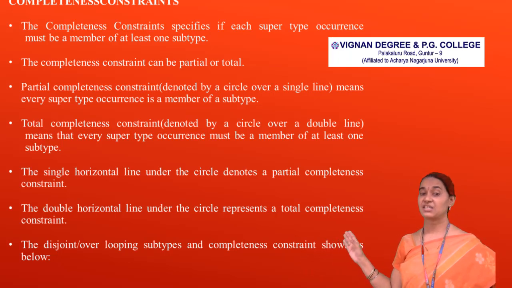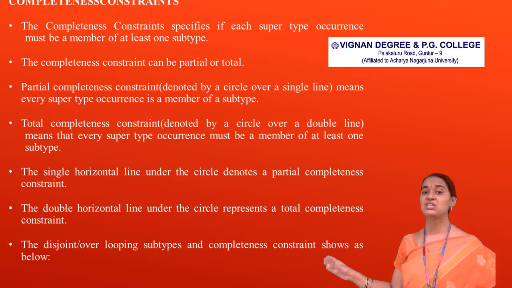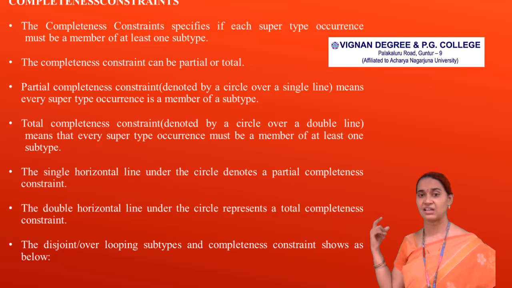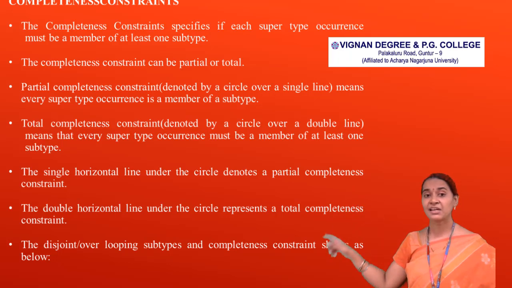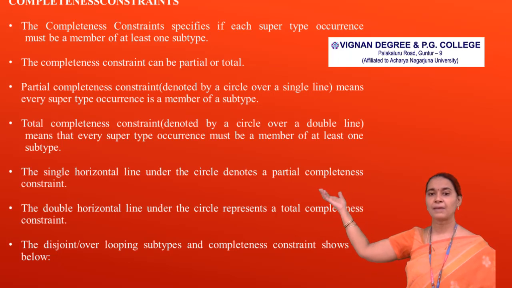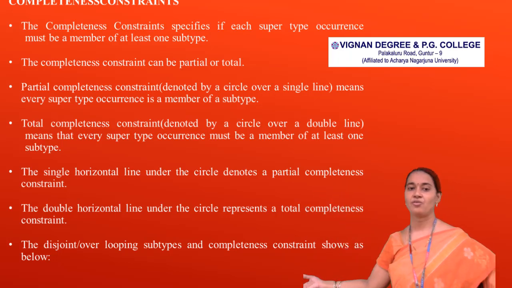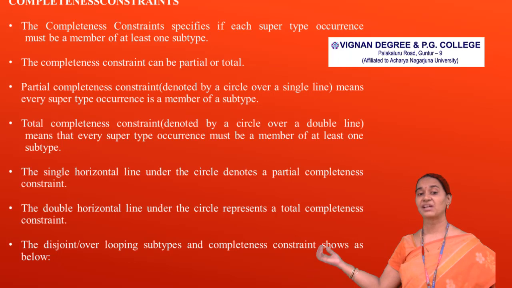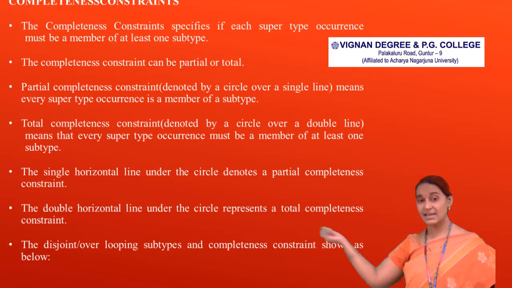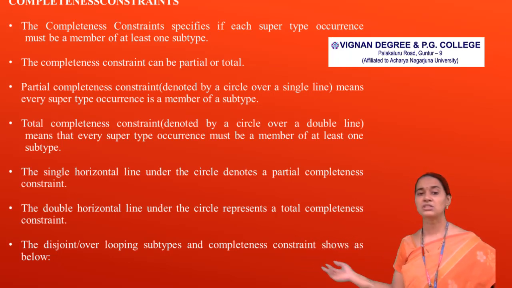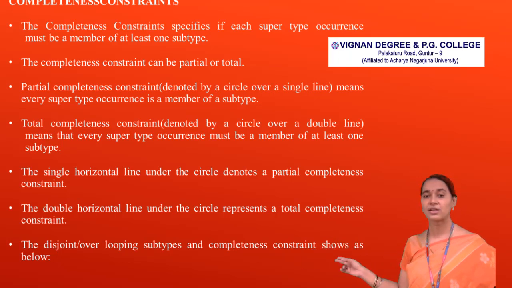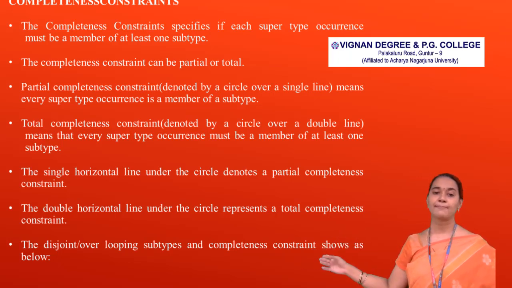The second one is the total completeness constraint, which is represented with a circle and two lines under it. Partial completeness constraint means a circle with one line. Total completeness constraint means a circle with two lines, which means that an employee supertype occurrence must be a member of at least one subtype. A single horizontal line is called a partial completeness constraint. If we write two horizontal lines, that is a double horizontal line, it indicates a total completeness constraint.